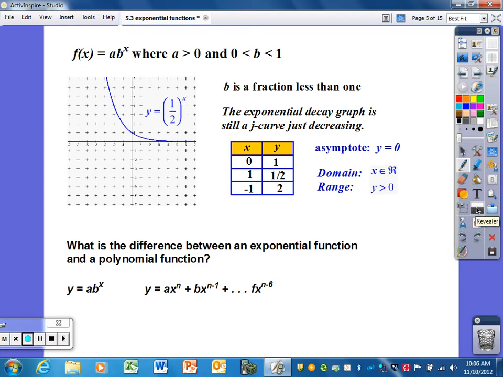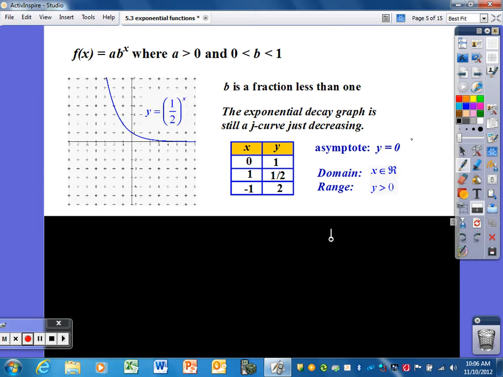Okay, this time, notice I still have a J-curve, but instead of increasing quickly, it decreases quickly. So that is what we call decay. That means b will be between 0 and 1. It will be a fractional rate. And I'm not growing, I would be decaying.